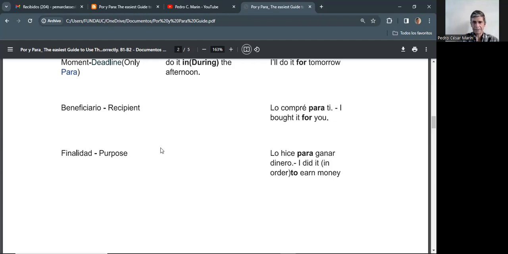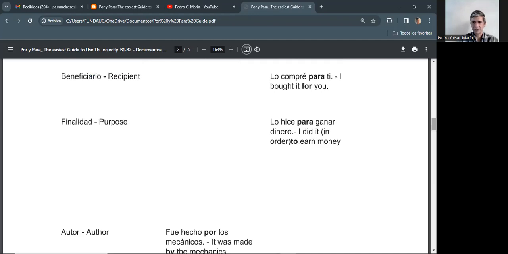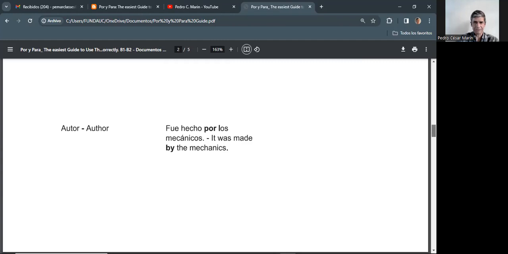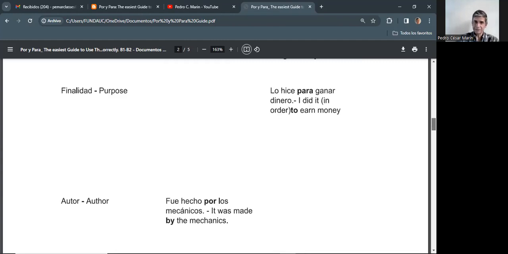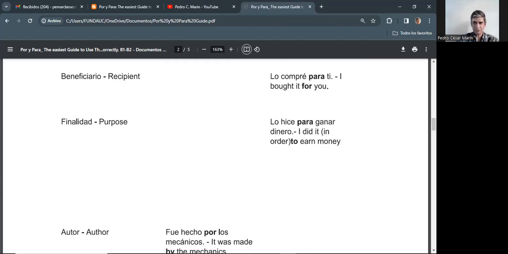Next one, purpose. Notice that these two cannot be used for these two actions. Purpose, lo hice para ganar dinero. So I did it so I could earn money. Lo hice para ganar dinero. That's the intention of the sentence. What's behind your intention? It's not the same thing as the reason, you know. The reason is a little bit different.